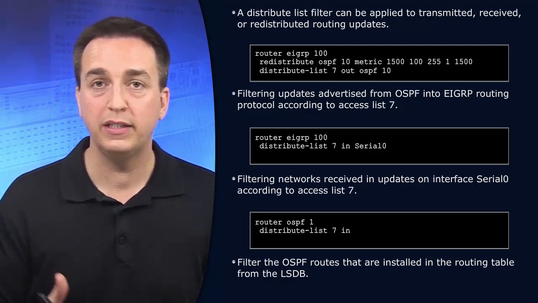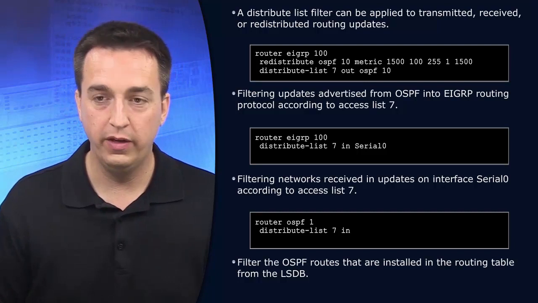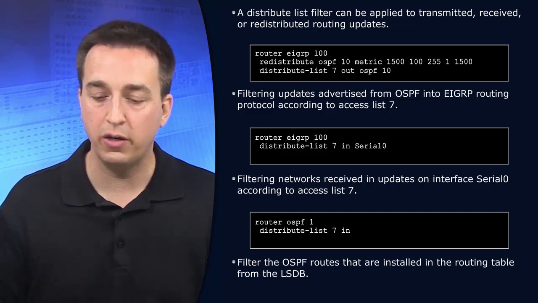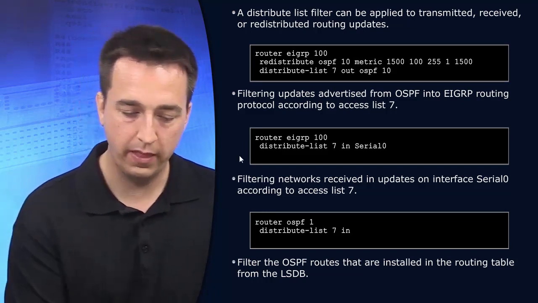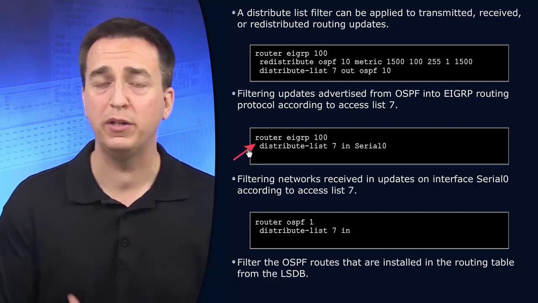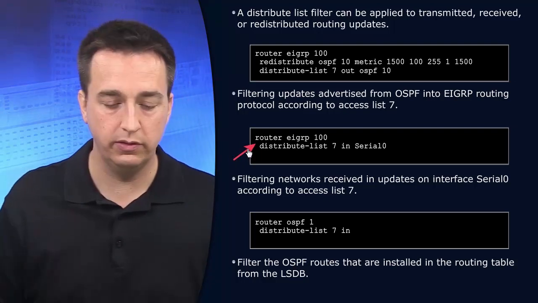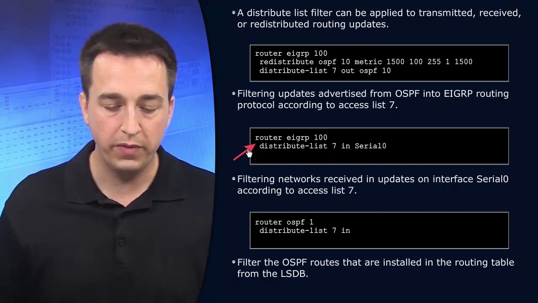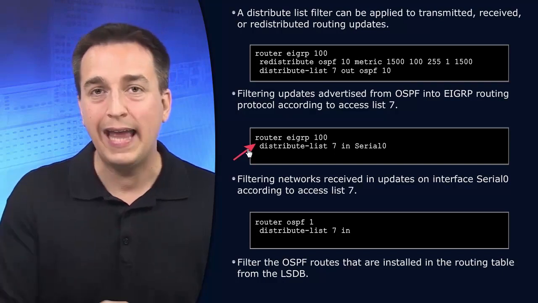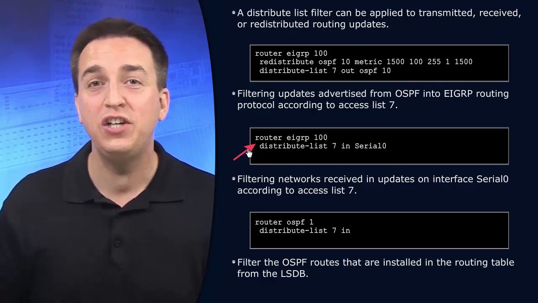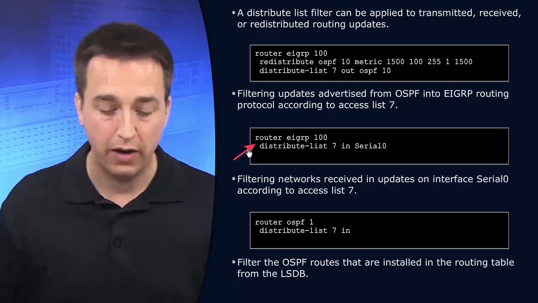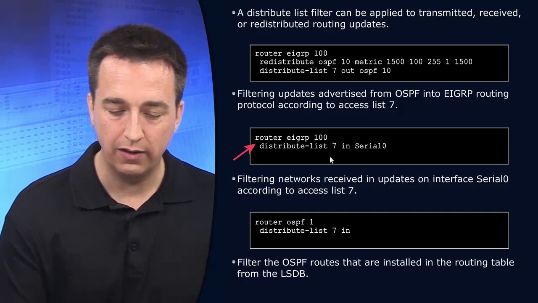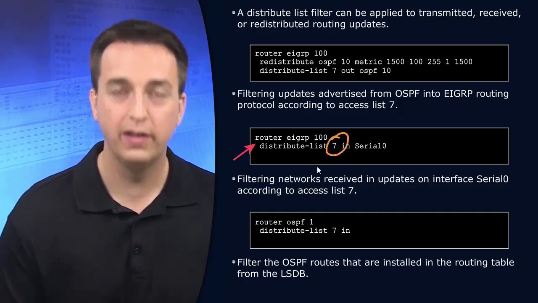We can use a distribute list to simply filter the routes that we learn from our neighboring routers in EIGRP. Take a look at this example here. In this case, we've set up a distribute list without even using redistribution. So we're saying router EIGRP 100, distribute list 7 in serial 0. So in this example, what we're saying is any routes we receive from our EIGRP neighbor inbound on serial 0, only accept the routes that are listed in access list 7.